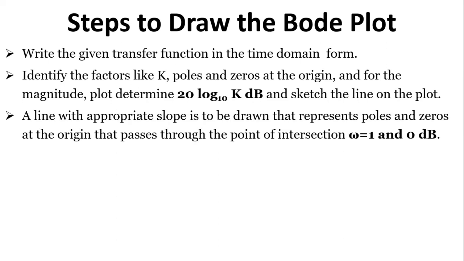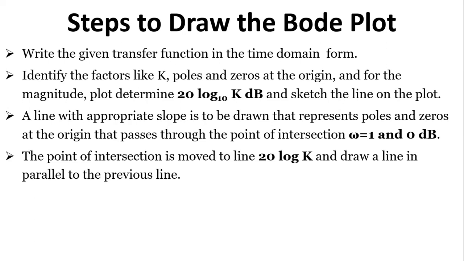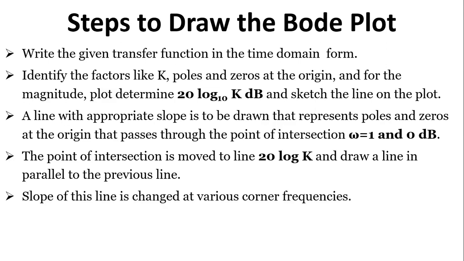Further, a line with appropriate slope is to be drawn that represents poles and zeros at the origin, which passes through the point of intersection omega equal to 1 and 0 decibels. Now the point of intersection is moved to the line 20 log k, and we draw a line parallel to the previous line. This basically adds a constant k along with the number of poles and zeros at the origin.